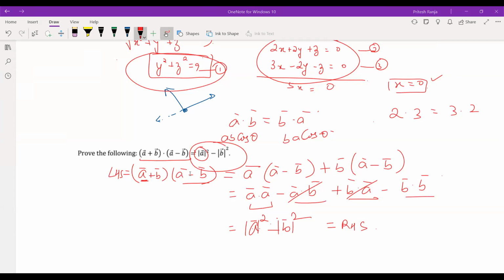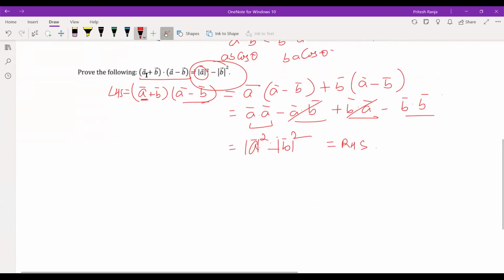Number 8. So let us see this. As per the given information, whatever is given, one by one, we will just explore that and we will put it accordingly in the given equation. So just see what is given. A plus b plus c is equal to 0 vector.